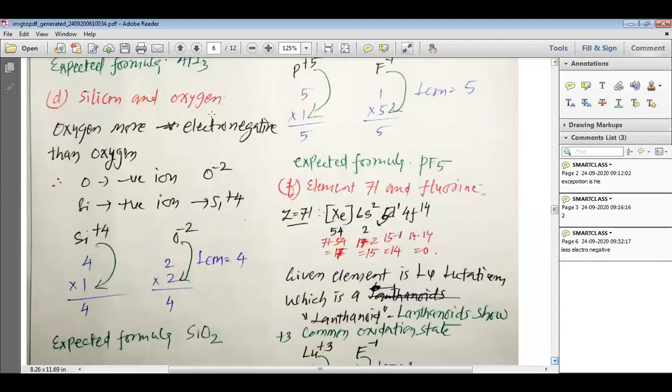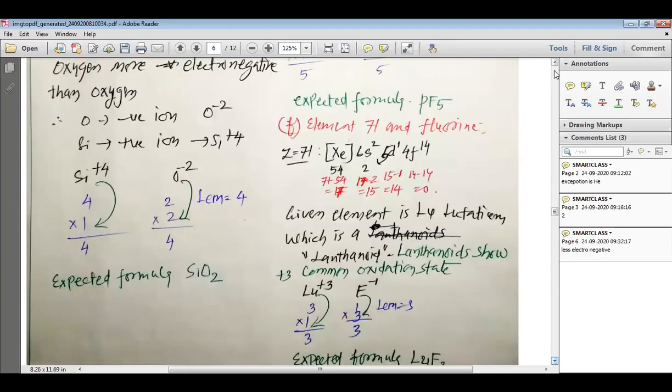Then we have silicon and oxygen. Oxygen is more electronegative than silicon, my dear students. So oxygen makes the negative ion O-2, silicon makes the positive ion Si+4. So the charge on silicon is 4, the charge on oxygen is 2. LCM is 4. To get 4, silicon needs to multiply with 1, and 2 needs to multiply with 2. So we need 1 silicon and 2 oxygen, and the formula is going to be SiO2, my dear students.